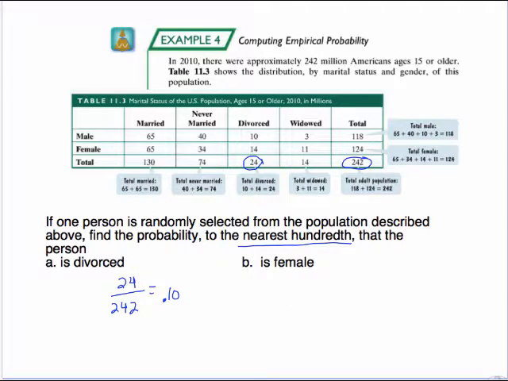Now we want to do what the probability is for female. So for female, we are in this row. Our total number of females is 124, still over 242 because that's the total number of people surveyed, and this will round off to 0.51. So that's what empirical refers to. It just refers to looking at information from probably a survey that is stored in a chart.